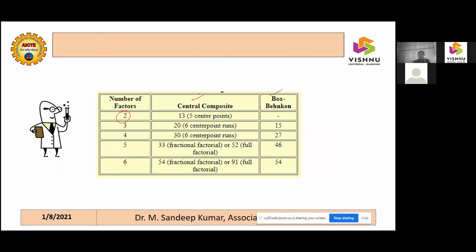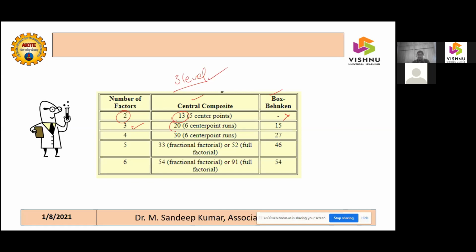If it is a 2-factor one, then you have 13 runs. Yes, levels will be 3. I am not speaking about levels. Levels are fixed, it is a 3 level. So usually RSM deals with 3 levels. At any cost, you have to go with 3 levels. So you don't have a Box-Behnken design for this. For 2 factors, they don't have Box-Behnken design.